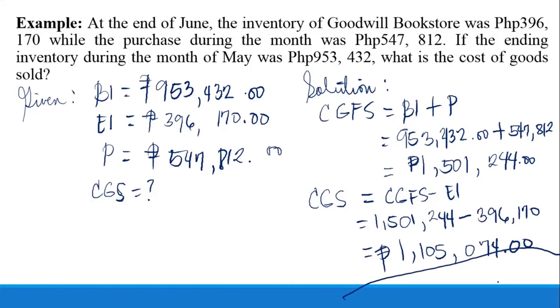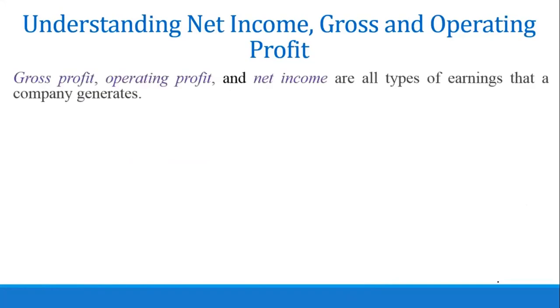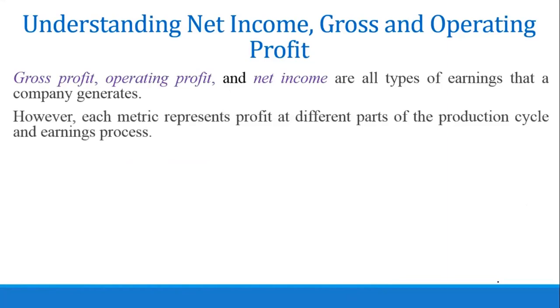Okay, so at the end of June, at this time, we have here the net income, gross, and operating profit. So gross profit, operating profit, and net income are all types of earnings that a company generates. Okay, so ito yung mga klase ng earnings ng isang company. However, each metric represents different parts of the production cycle and earnings process.